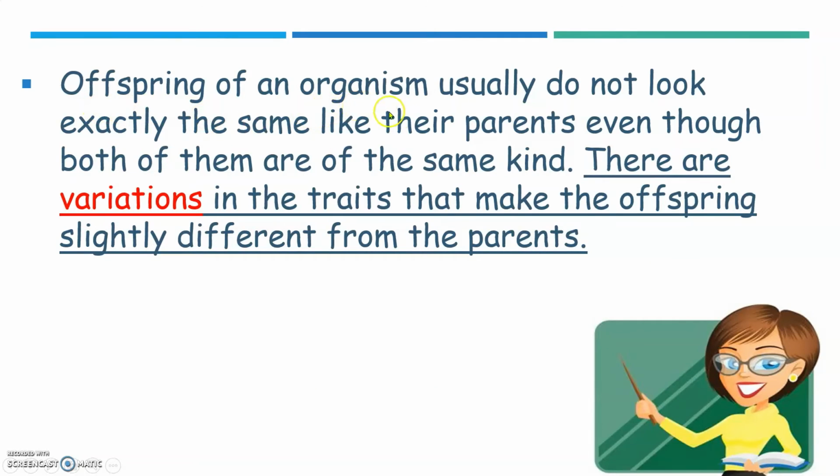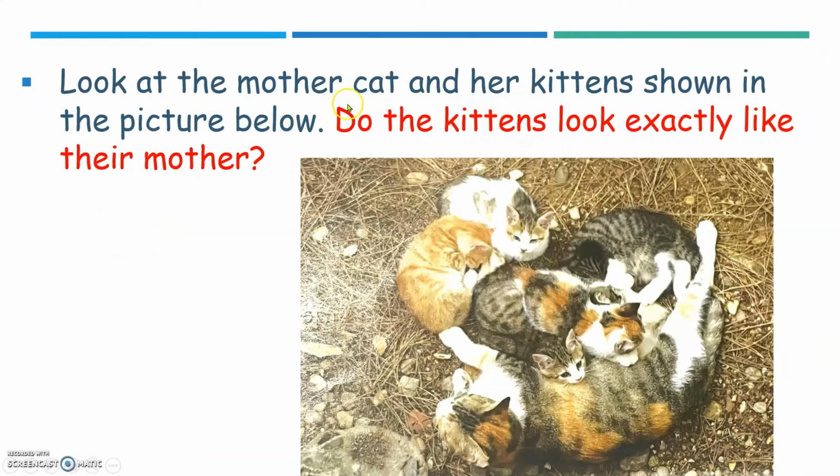Offspring of an organism usually do not look exactly the same as their parents, even though both of them are of the same kind. There are variations in the traits that make the offspring slightly different from the parents. Look at the mother cat and her kittens shown in the picture below. Do the kittens look exactly like their mother?